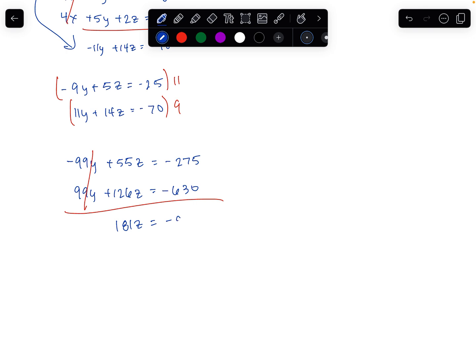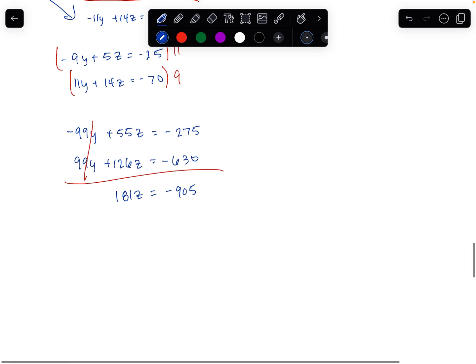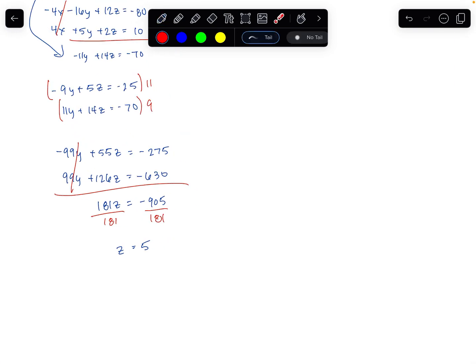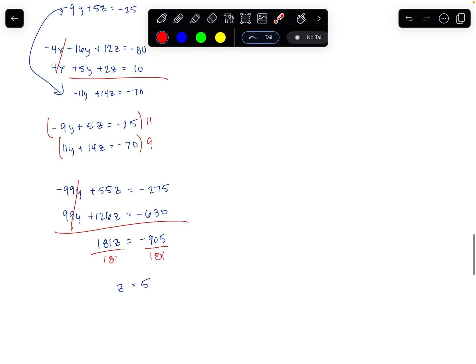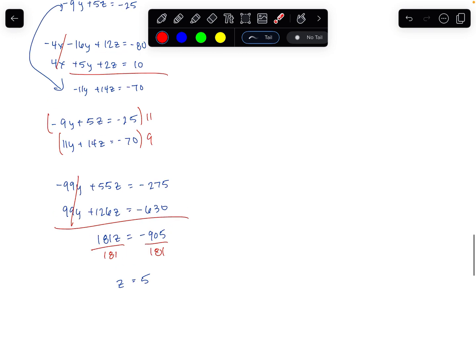Ooh, negative 905. That does not look like it's divisible by 181. Oh my gosh, it is. If you divide by 181, you get z is equal to 5. Oh man, that was scary for a second. Okay, so z equals 5. I'm going to plug that right here.